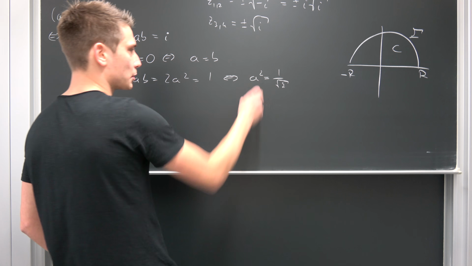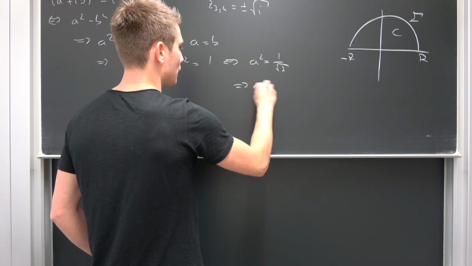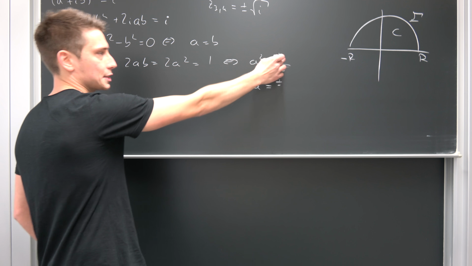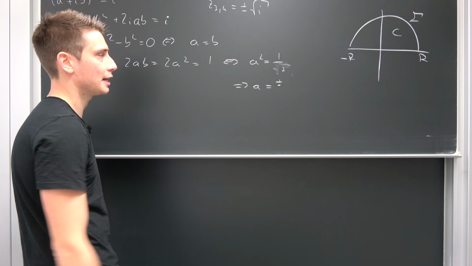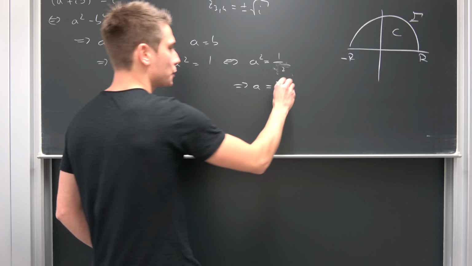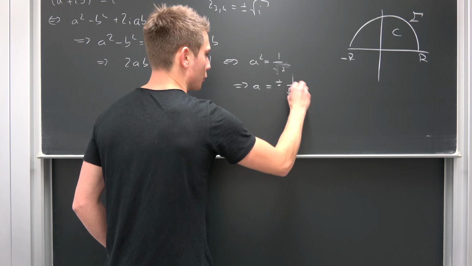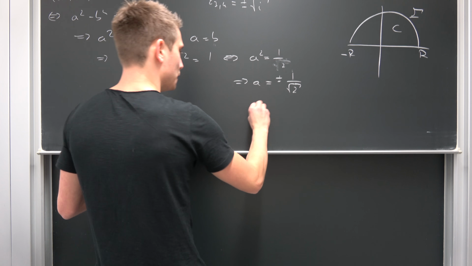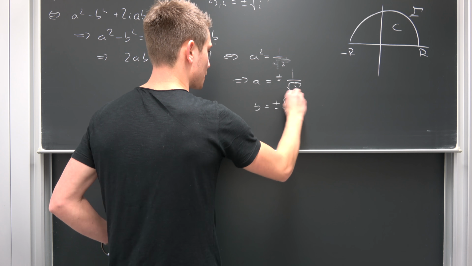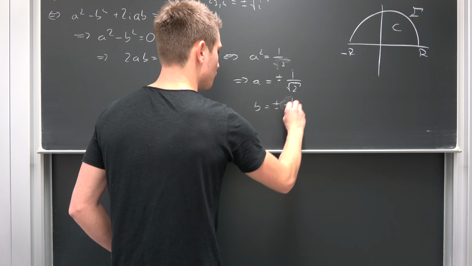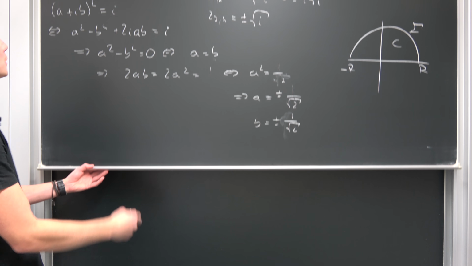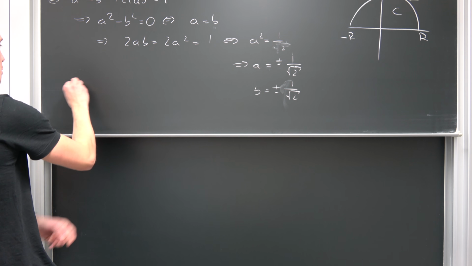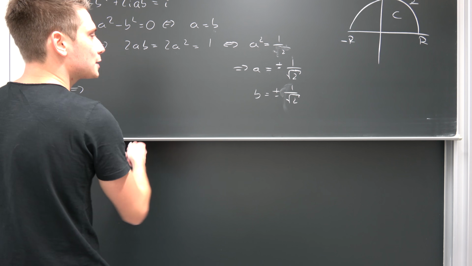Meaning equivalently that we can take the square root. A is nothing but plus minus, I'm sorry, this is 1/2. I was thinking ahead of time, and if we take the square root, this is plus minus 1 over square root of 2. A is equal to b, meaning b is nothing but positive or negative 1 over square root of 2. And then we have our square root of i basically. So this was just a really quick derivation of this thing.